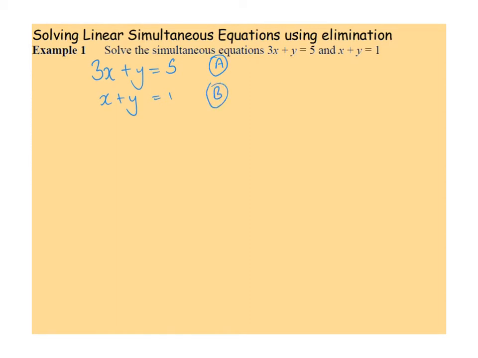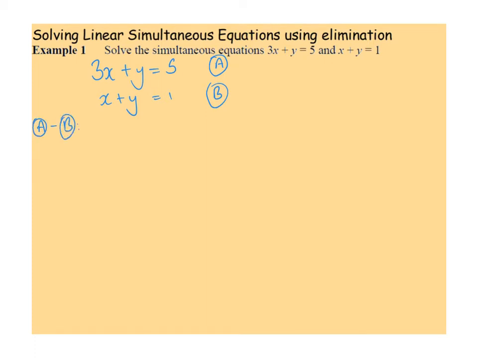And I can see that these two equations, A and B, both have the same coefficient of y. So in both of these equations, the coefficient of y is 1, which means that if I subtract one equation from the other, the 1y will be subtracted from 1y, which will leave me with 0 y's, and so I will have eliminated that variable. So I'm going to work out the equation A subtract B.